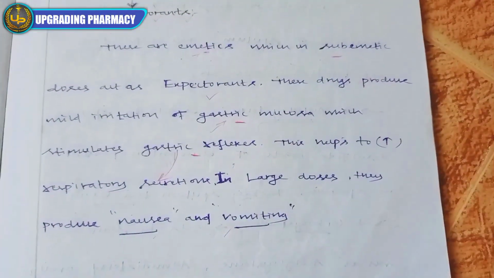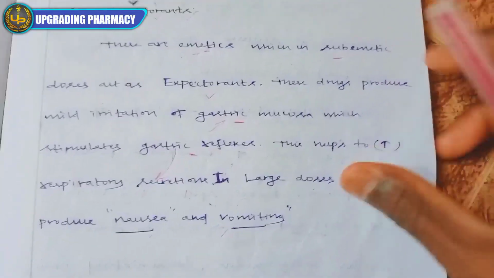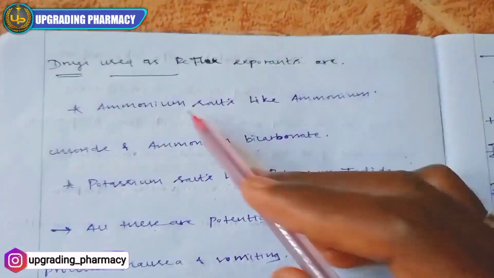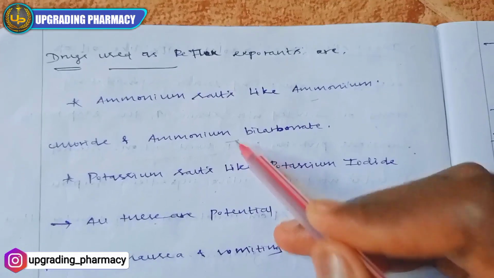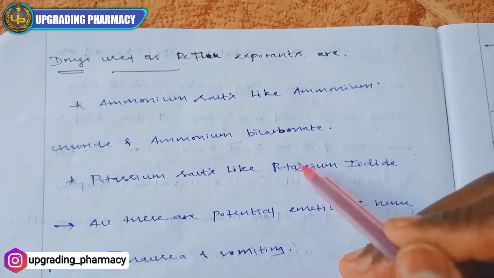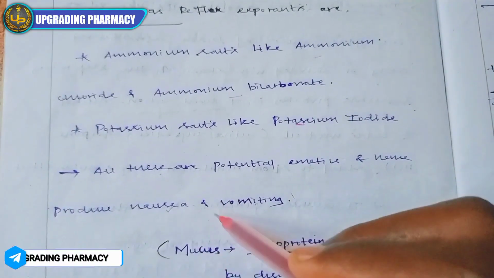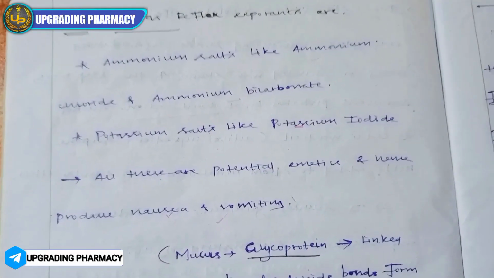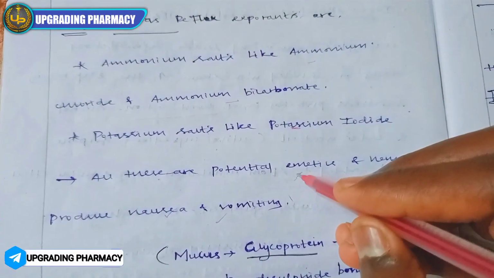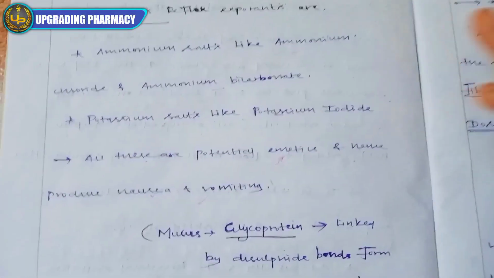At large doses it causes its original action, that is emetic, that is nausea and vomiting. Examples of reflex expectorants involve ammonium salts like ammonium chloride and ammonium bicarbonate, and potassium salts like potassium iodide. These are also potential emetics and hence produce nausea and vomiting at therapeutic doses. At sub-emetic doses they only cause reflex expectoration. So these are some differences in reflex expectorants.